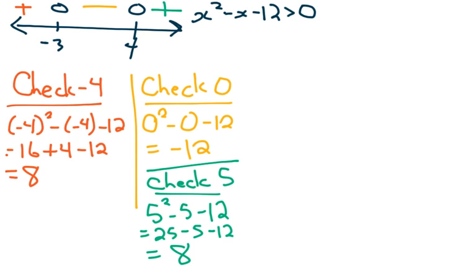Going back to the original inequality, we're looking for x squared minus x minus 12 is greater than 0. Numbers greater than 0 would be positives, and there's 2 separate sections, and that's a key thing here. There's 2 separate regions where this is positive. Anything here on the left, less than -3, and anything here to the right, greater than 4.